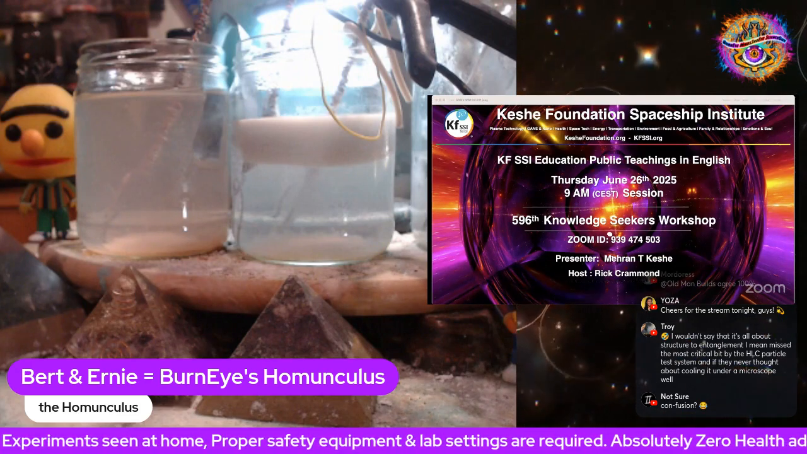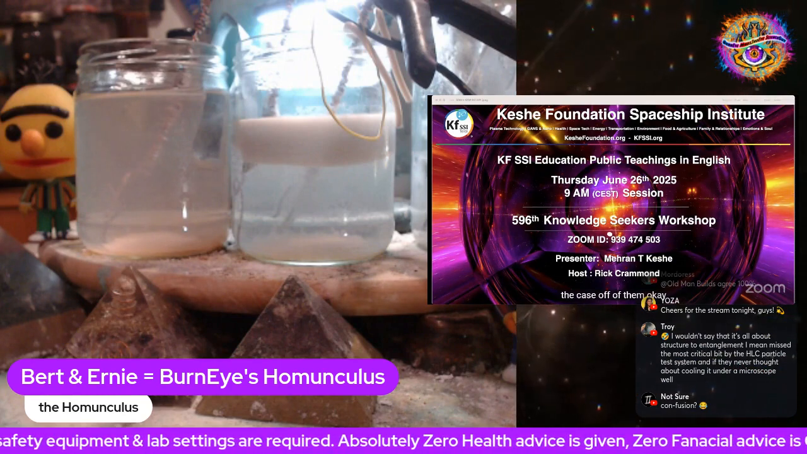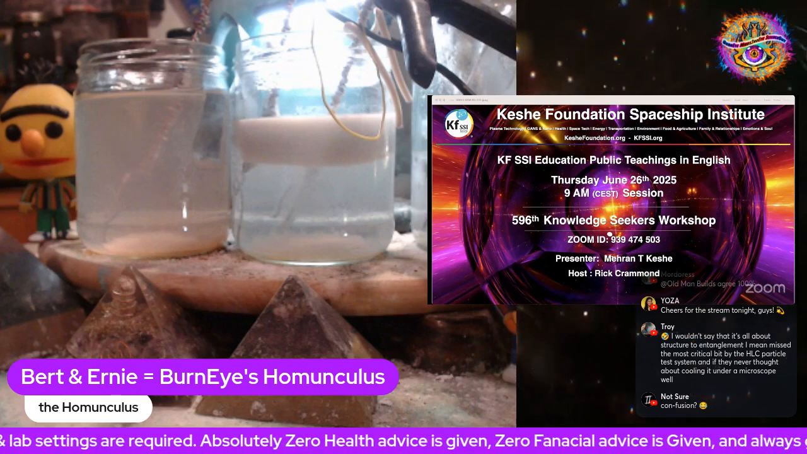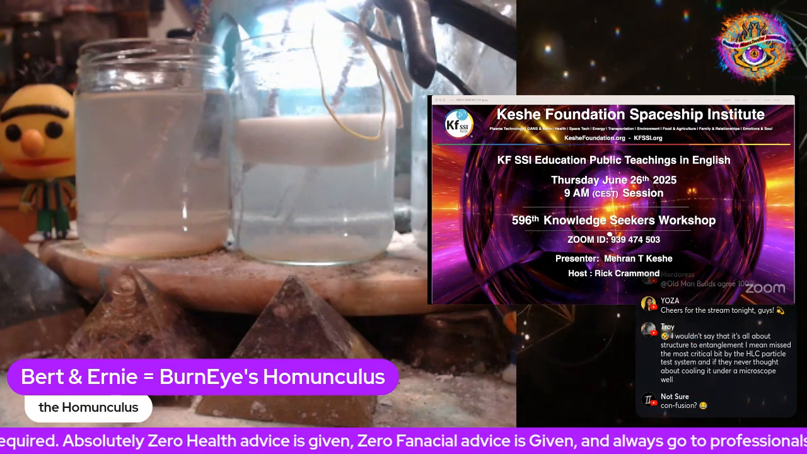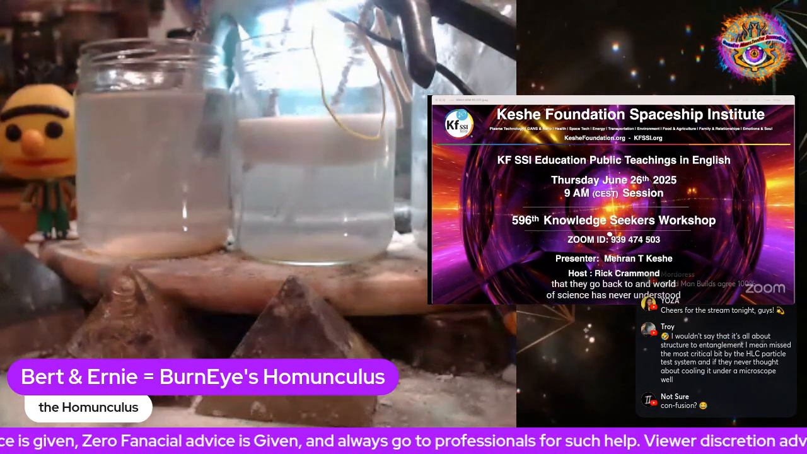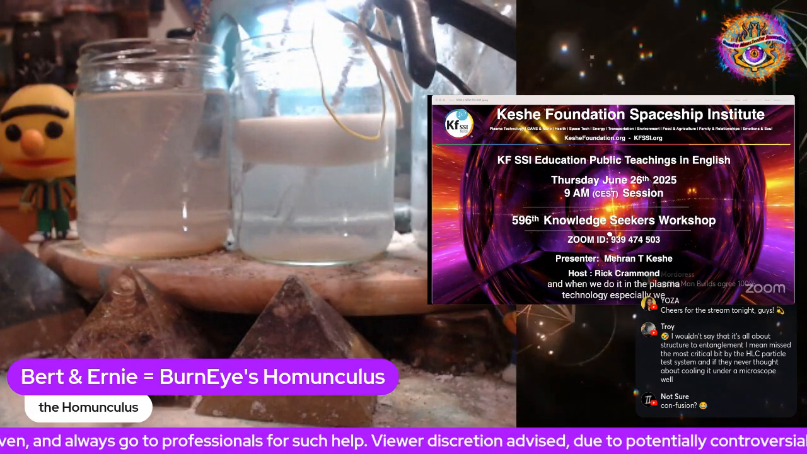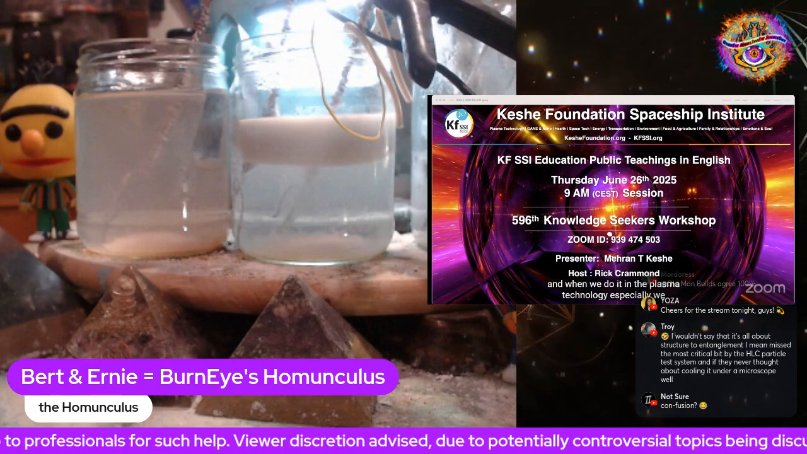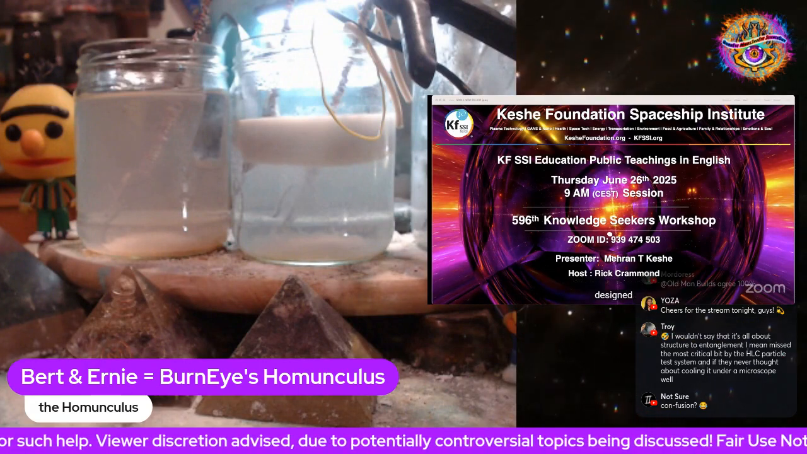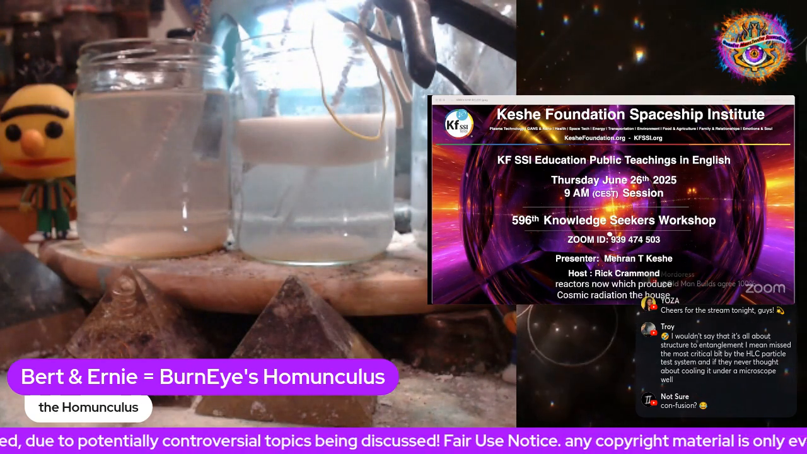Decay is half of the decay. Conservation of energy tells us there has to be something to feed it so that it can decay, that it can go back to. And the world of science has never understood. And when we do it in the plasma technology especially, we designed reactors now which produce cosmic radiation that allows elevation.